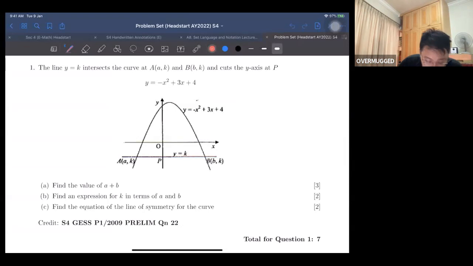Okay, let's start. The line y = k intersects the curve at A (a, k) and B (b, k), and cuts the y-axis at P.